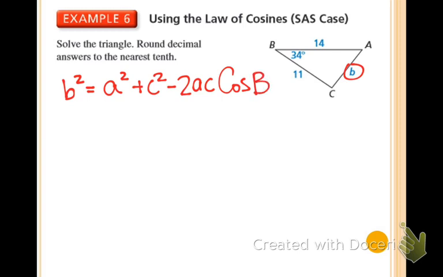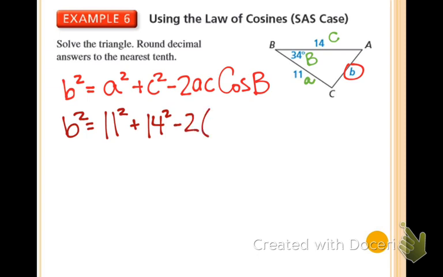All right, so here I'll label it with you. What is side A? 11. What is side C? 14. And then angle B, 34. It's the only angle we know. So we're going to plug in all of those things. We don't know b squared. A squared is 11 squared, c squared is 14 squared, minus 2 times a, which is 11, times c, which is 14, cosine of angle B, which is 34.